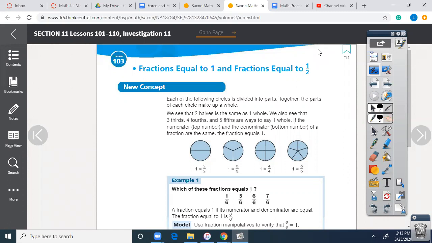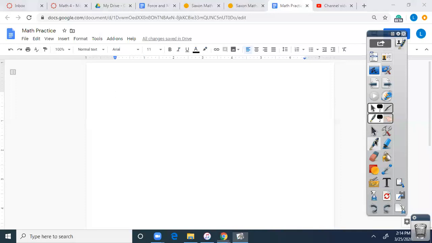But first, we're going to go over to another document, and I'm going to show you kind of what we're talking about when I say fractions equal to 1 and fractions equal to 1/2. A fraction that is equal to 1, let me just show you an example. If we've got 4 pieces in this pizza or whatever it is, and we have all 4 of them colored in, then that would be 4/4, which is the same as 1 whole pizza, right?